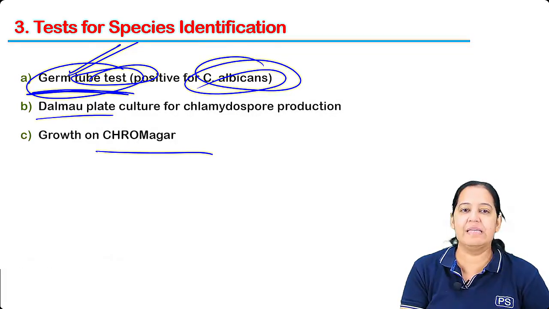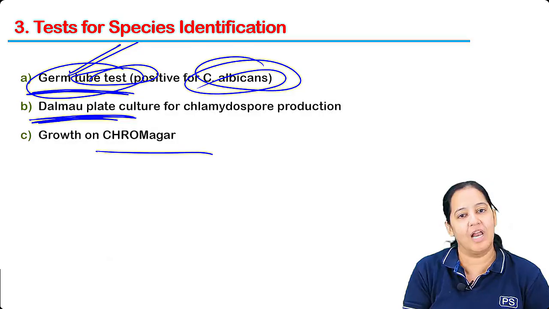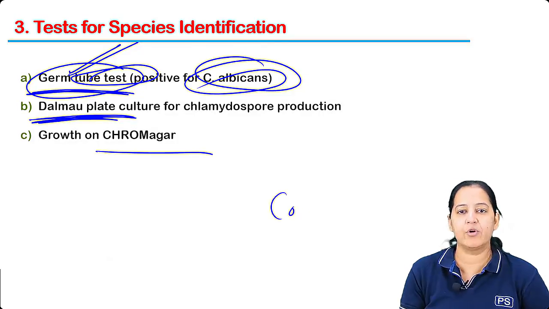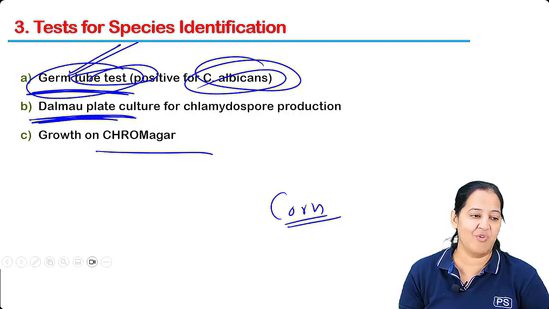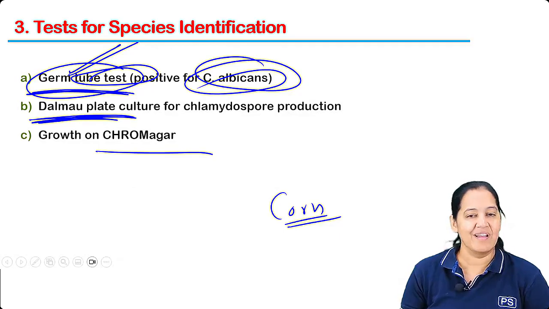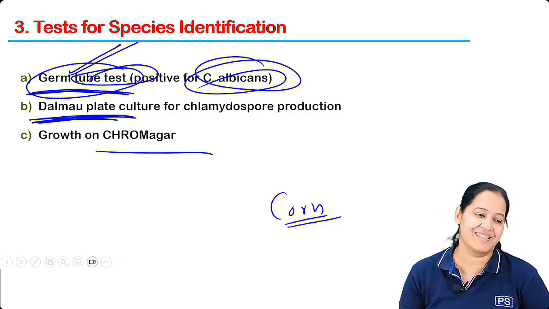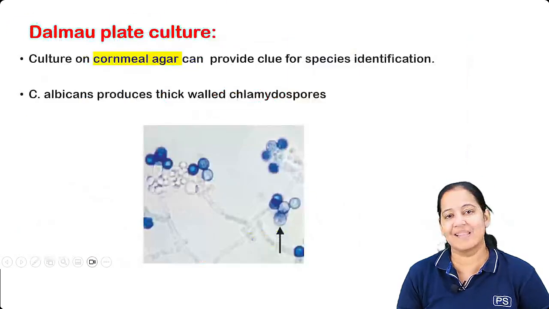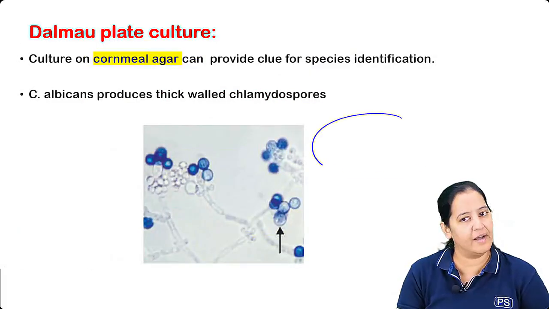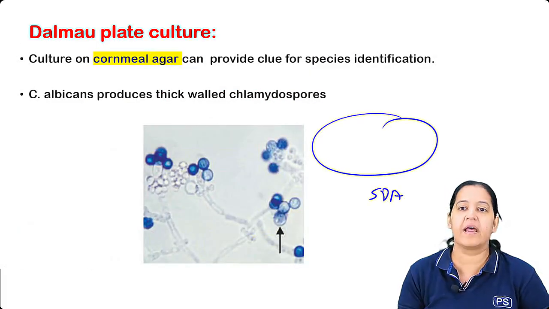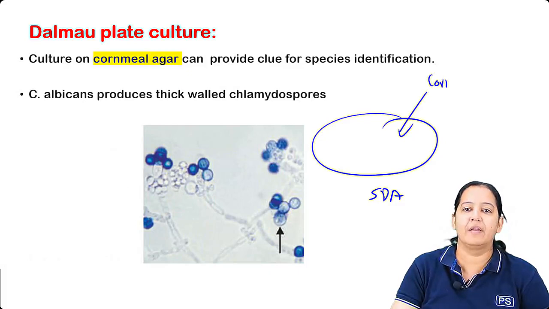One more experiment is there, also known as the Dalmau plate. Dalmau plate means corn meal. Do you eat corn? I love corn. Candida albicans also loves corn, like me. Don't bring corn from home.